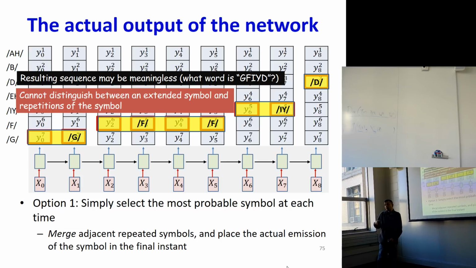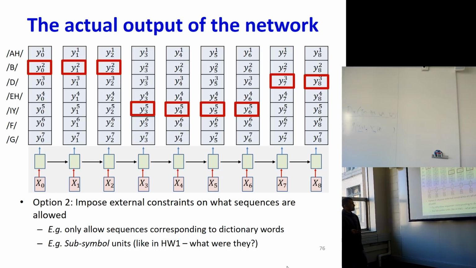So now you want to really impose constraints on top of this. And you could impose constraints by saying, I only allow sequences that correspond to a dictionary. Or we did something very interesting in homework 1, and we're going to revisit this, which was that every phoneme had three parts, part 1, part 2, part 3, which meant that if you had many repetitions of part 1, you were guaranteed that it was just one instance of it.